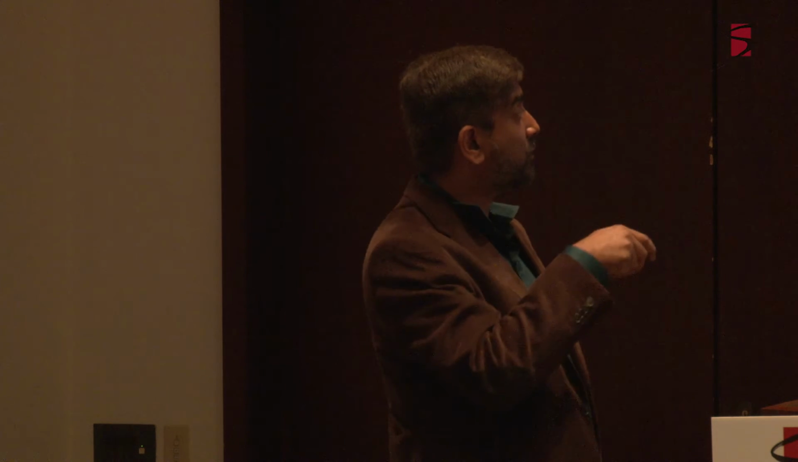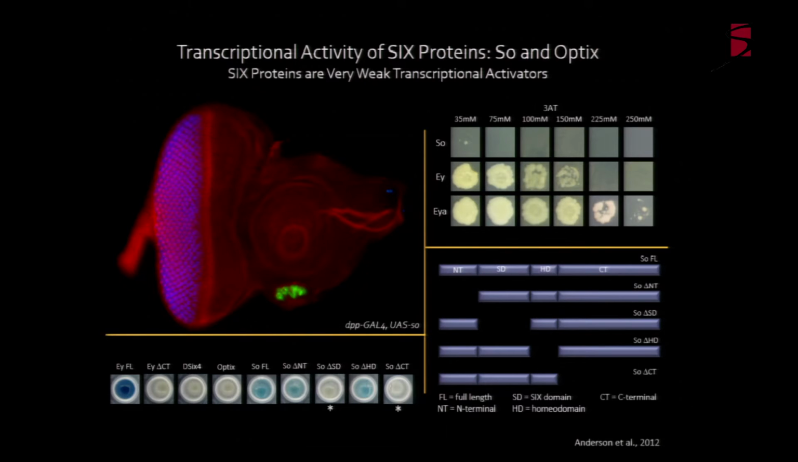So it turns out that Eyeless over here is actually quite strong, in that up to about 150 millimolar in this assay, it works quite well. Eyes absent, the normal binding partner of Sine oculis, is even stronger, and it can activate transcription even better than Pax6.